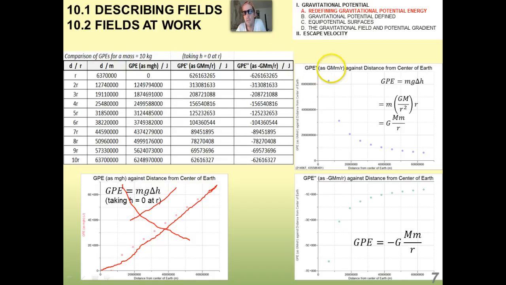Next one, taking GPE as GMm over r, we get an inverse relationship, not inverse squared, but an inverse relationship right here. This is wrong, okay? This one is right. This is what the gravitational potential energy of something looks like at a certain height from the Earth. It's negative, and the shape of the function is this. It is a negative inverse relationship, okay? Remember the shape of that graph. This will be a really important shape, a graph that we will deal with later.